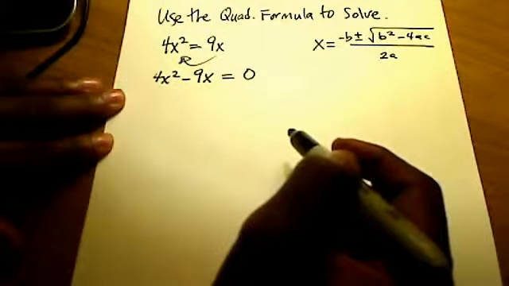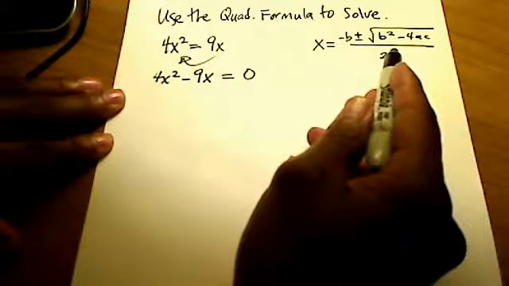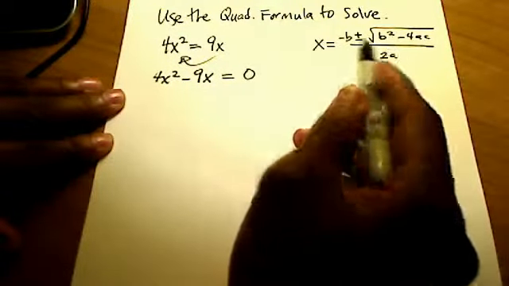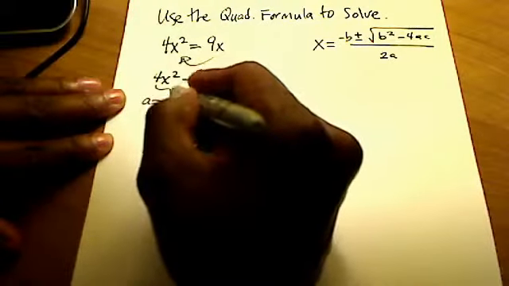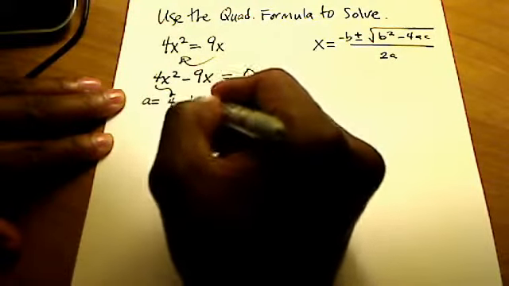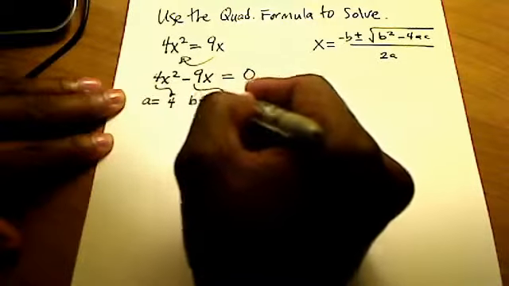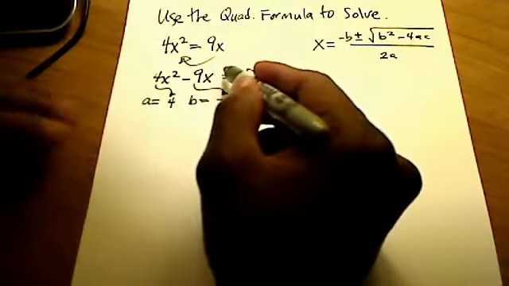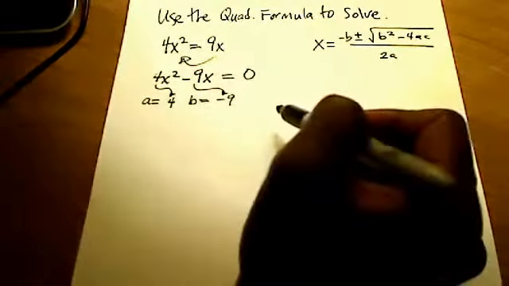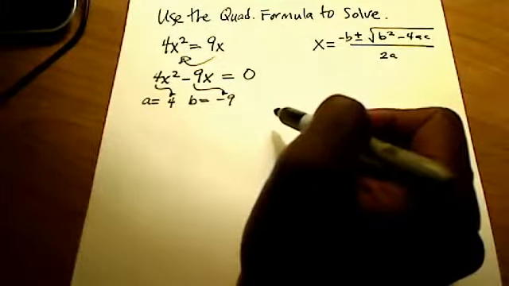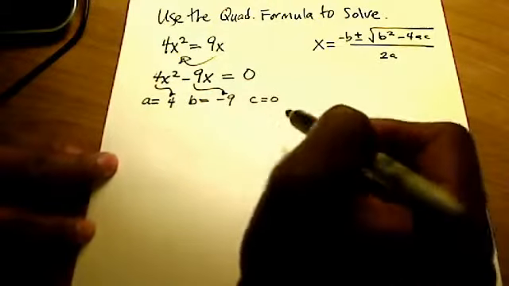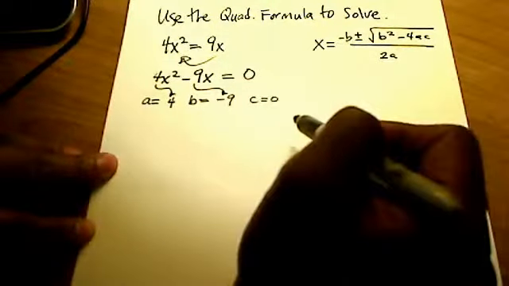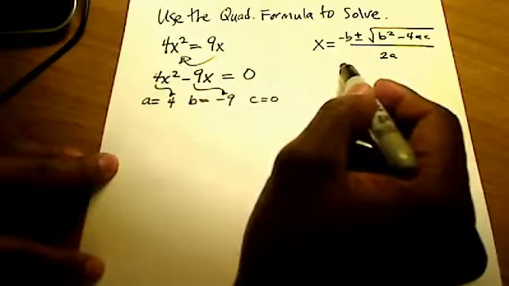I need to pick off what a, b, and c are because that's what's needed in my formula for the quad formula. So I need to know what a is. That's just the coefficient 4. And b is that coefficient of negative 9. And I notice that there is no constant term on the left-hand side. So since there is no constant term, then that c must be 0. Alright, so we've got all the players now, and we're just going to plug them into our quadratic formula.